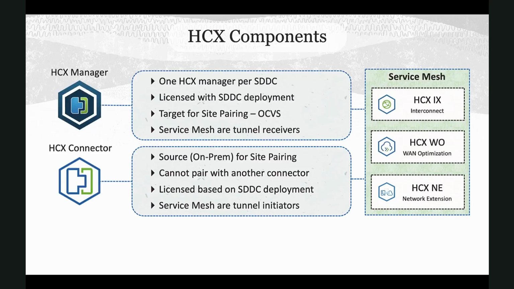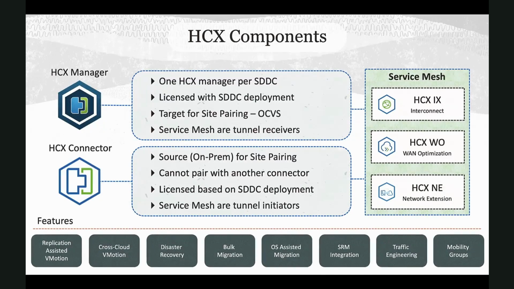Now let's look into the HCX Connector. The connector is always the source for site pairing, and it is paired with the HCX Manager, which means it cannot pair with another connector. The HCX Connector is licensed based on OCVS SDDC deployment. We will look into that configuration later. In this case, the connector service mesh are considered as the tunnel initiators. These two integrated components together build the service mesh with a set of features like migrations with vMotion, disaster recovery, bulk migration, OS-assisted migration, traffic engineering, etc.